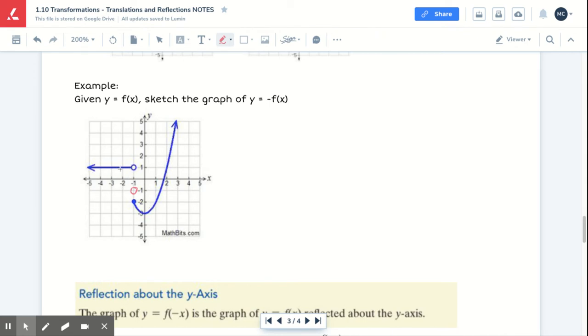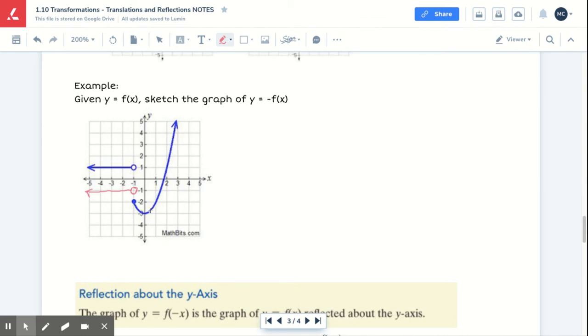Same thing with all the other points that are on this line here. It goes forever to the left with a y value of 1. So every point on this line is 1 unit away from the x-axis. So when I reflect it over, it's going to be 1 unit away from the x-axis, but in the opposite direction.